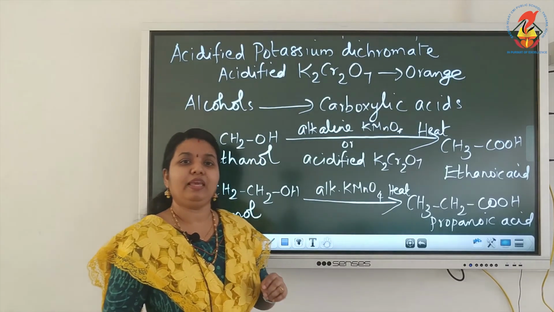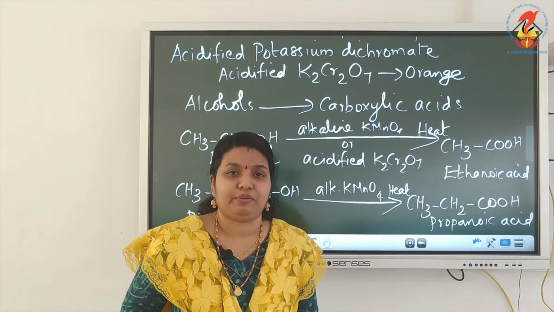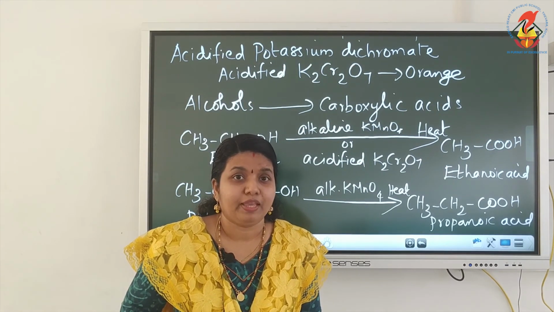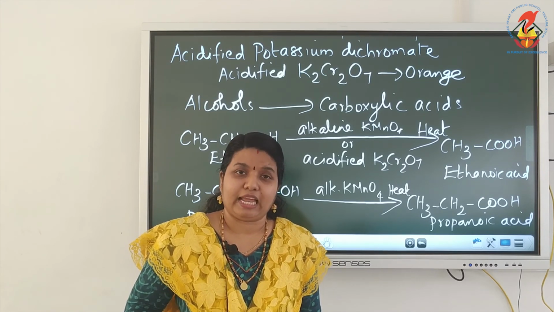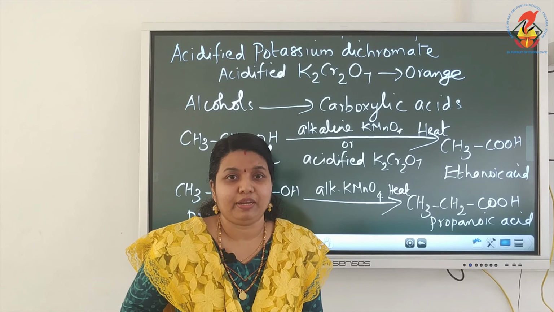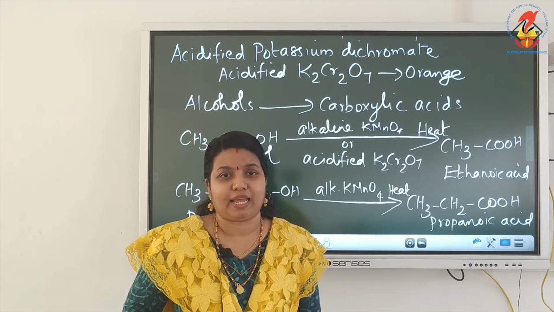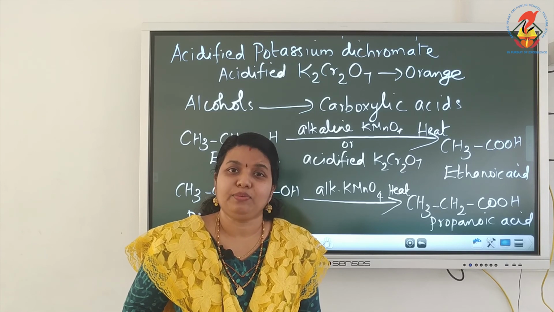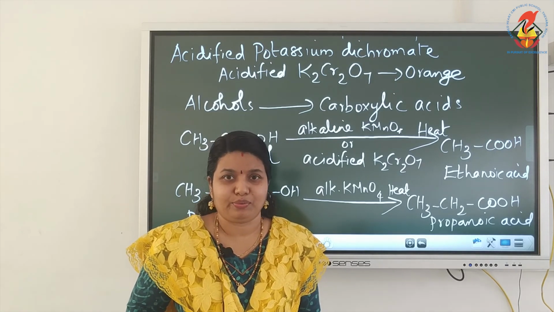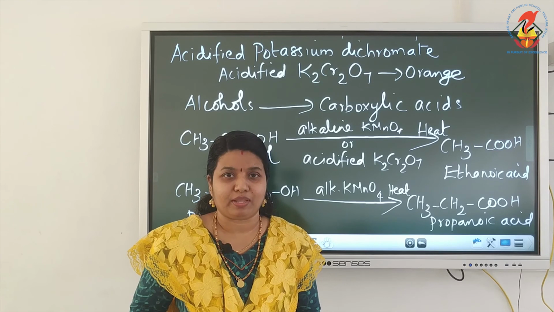Sometimes the question will be, how will you convert ethanol to ethanoic acid? Then what you have to write? Ethanol is converted to ethanoic acid by oxidation with either alkaline KMnO4 or acidified potassium dichromate. It is heated with either alkaline KMnO4 or acidified potassium dichromate. Then it changes to ethanoic acid. The equation also you have to write. That is how the question comes for the board exam.